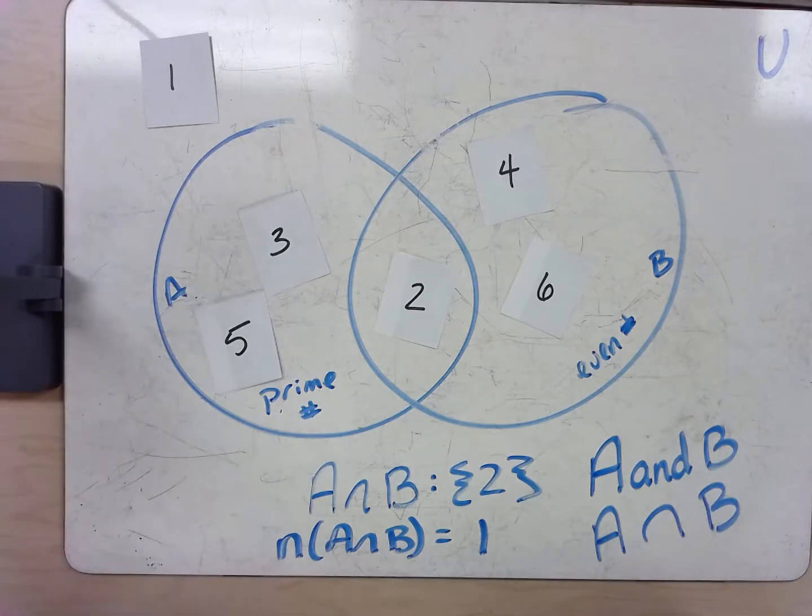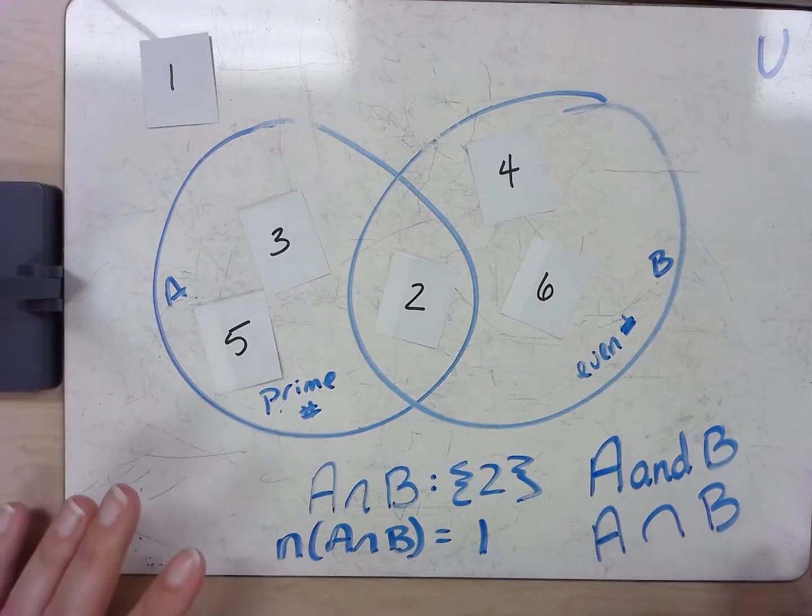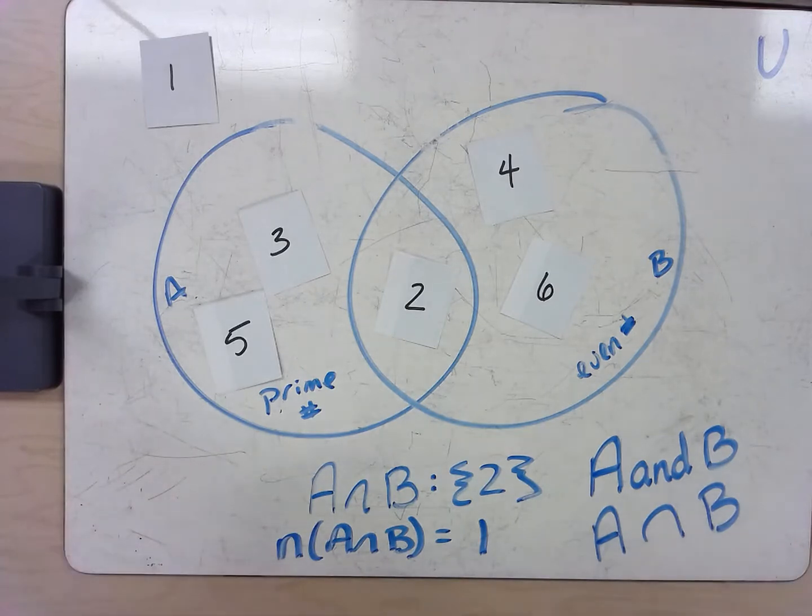So what we want to be able to do is divide our data into sets and then use the information we have about the sets to write our probability problems. So that's how you would determine an intersection. An intersection is just going to be the things that the two events have in common.